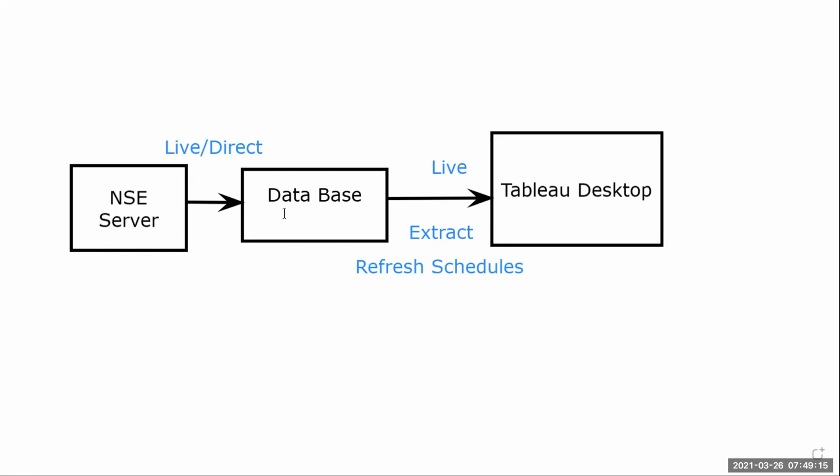So if it is a huge data set and you don't want to go with a live connection, you can go with extract and keep your schedule at every 5 minutes, 1 hour, 2 hours, or 1 day, however you want. But live will just be directly connected to that. So whenever the server data updates, this will also update.